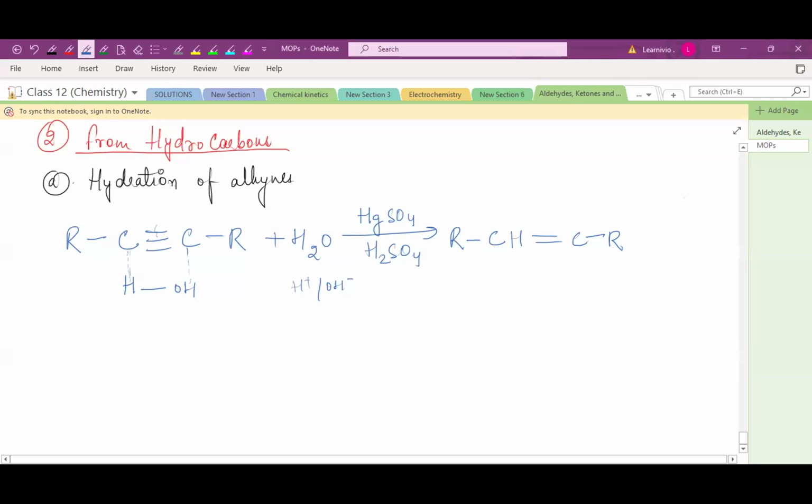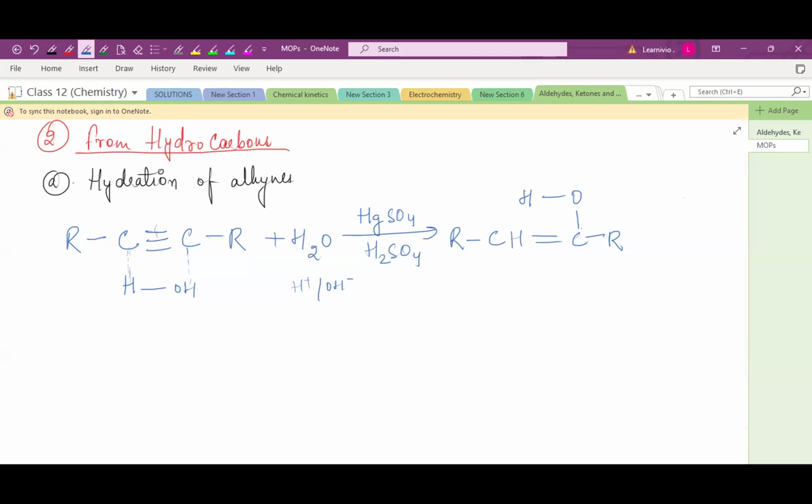So this R, then CH, double bond C, and to this carbon, which was attached. Let's write this OH like this. Now just concentrate over here. What happens here? Tautomerization will occur. Now the question is, do you know what tautomerism or tautomerization is? Yes or no?